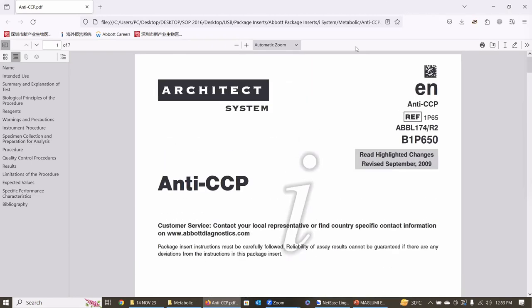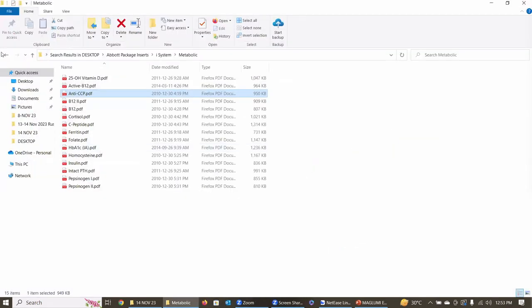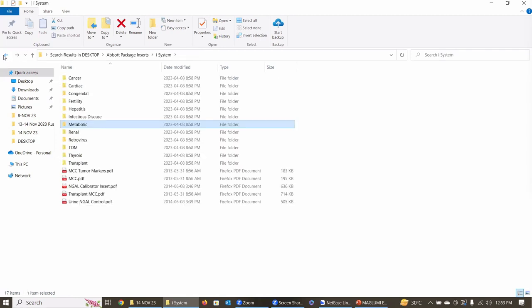No, there's nothing mentioned in the package insert about the traceability. We need to check what traceability they have, but as far as I know, for the NTCCP, they have their internal reference material for the standardization.